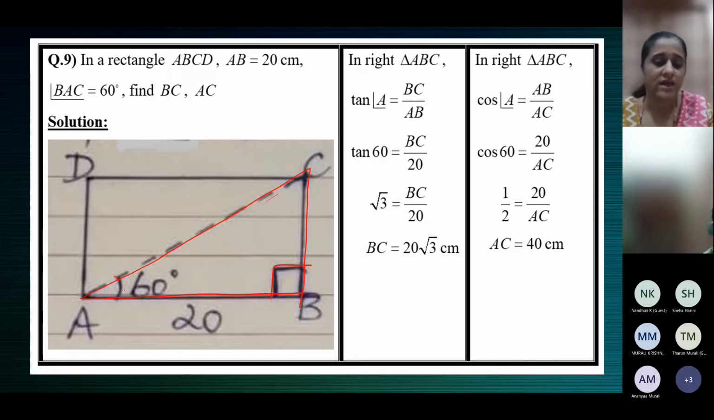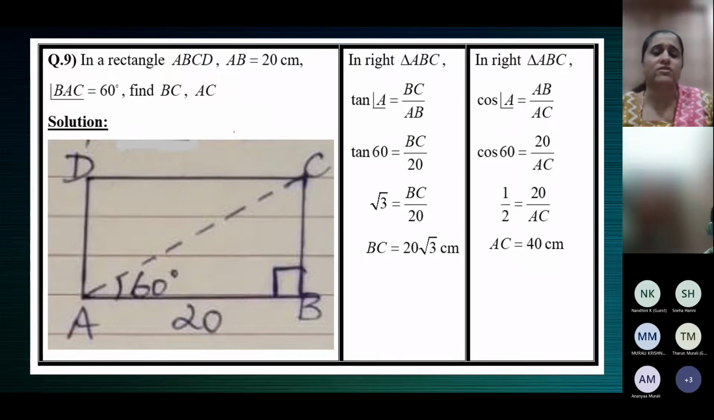In the right triangle ABC, we know that this acute angle is 60 degrees. So you can easily find the other acute angle. This will be 30 degrees by angle sum property, because this is 90 and this is given to be 60. So this third angle will be 30 degrees. You can find the third angle.